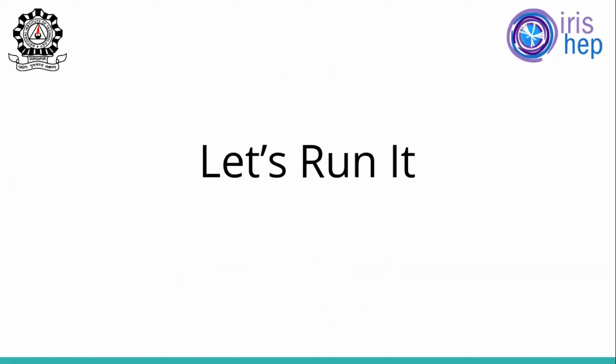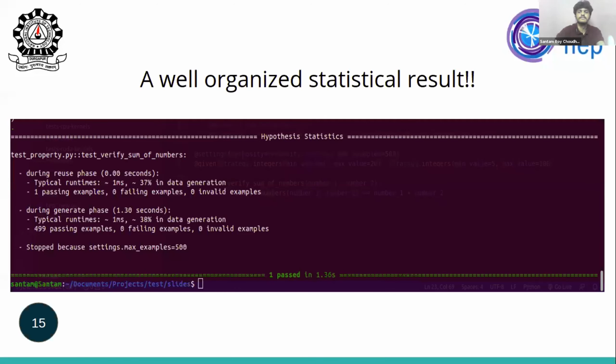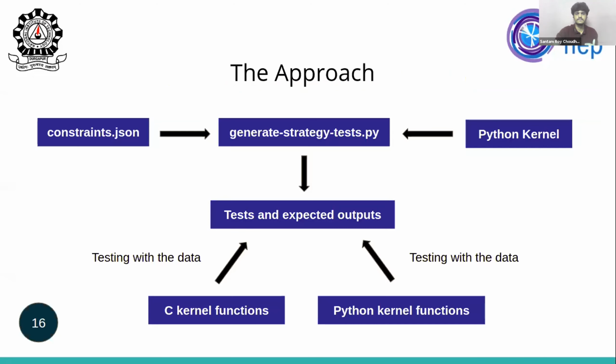When we run this, we get highly organized statistical data, and we get a lot of things like the runtime, the number of failing examples, the passing examples, and so on. Here is one of the many approaches out there in which we can implement Hypothesis to generate the other corner cases that are not there in the unit test.